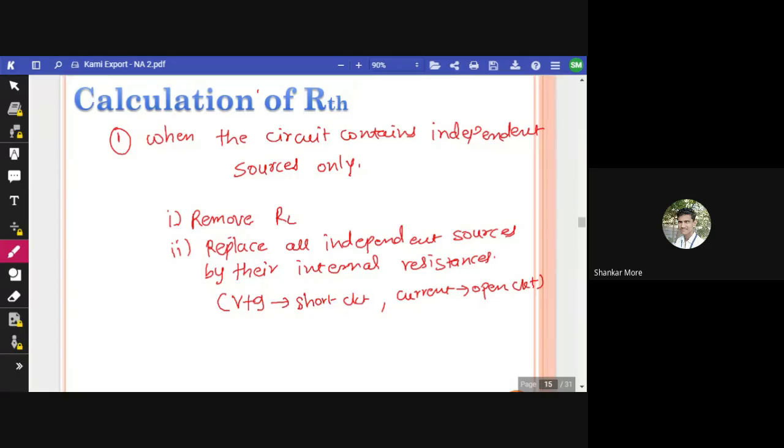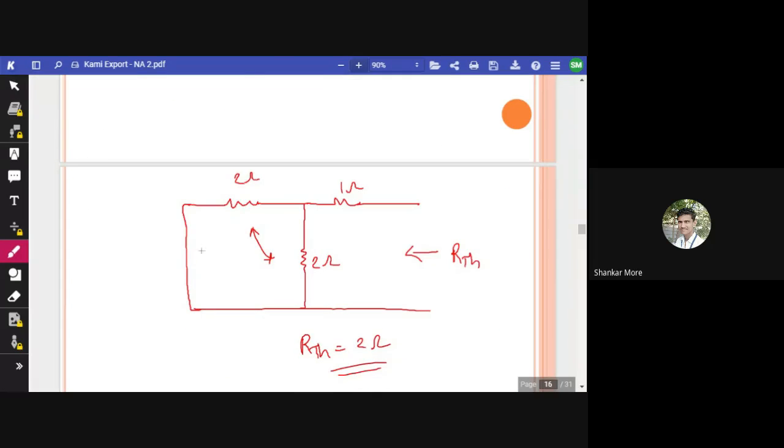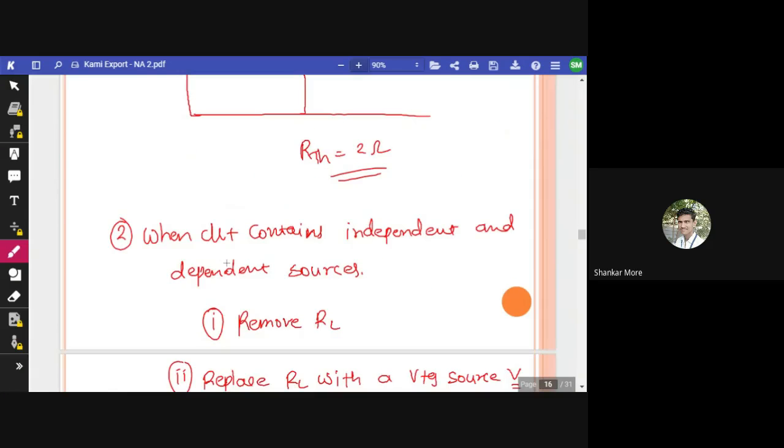That is clear. So this is the first type of calculating RTH, when the circuit contains only independent sources. Now if you see in this example, I think here was one voltage source which we have replaced with the short circuit. ठीक है, तो ये हमने एग्जांपल लास्ट क्लास में देखा है. Now the second type is when the circuit contains independent and dependent sources. तो इस केस में हमें क्या करना है कि जो हमारा आर एल है उसे हमें रिमूव करना है, and in place of RL what we have to do, we have to put a voltage source V, and we have to show that the current I is flowing through that voltage source.